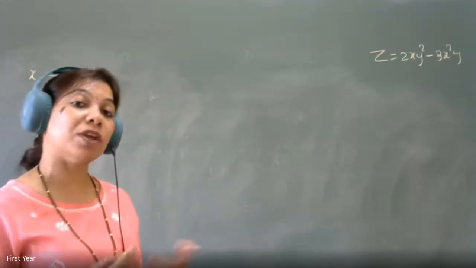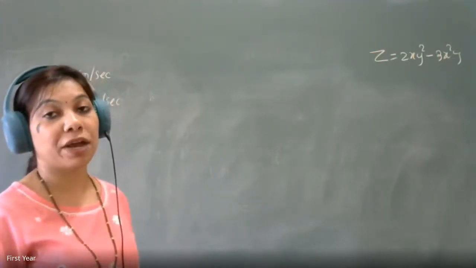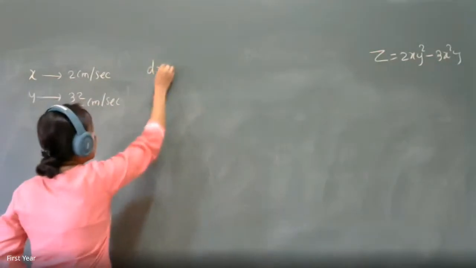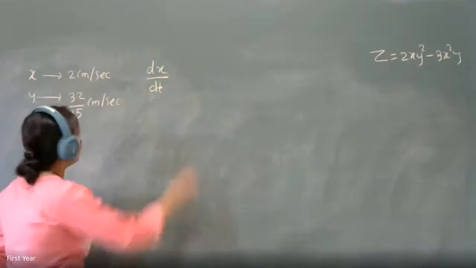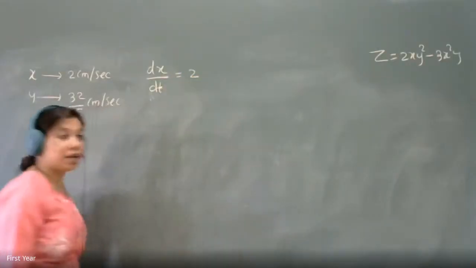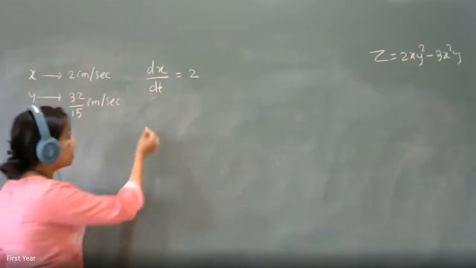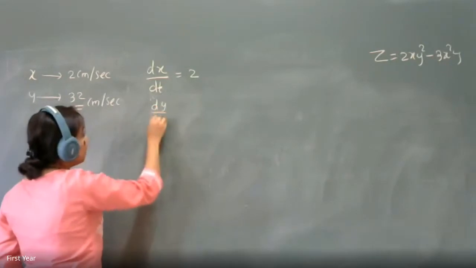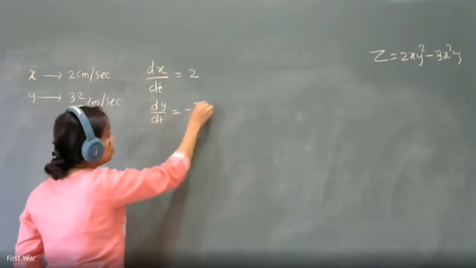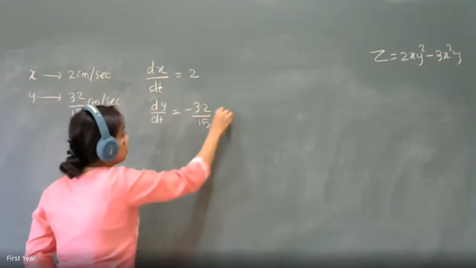How will you write these terms now mathematically? What do you mean by rate of change? Differentiating, dx by dt. Very good. The rate at which x is changing means it is dx by dt. So that is given to be 2 centimeter per second. Then what they are saying, prove that dy by dt turns out to be minus 32 by 15 centimeter per second.